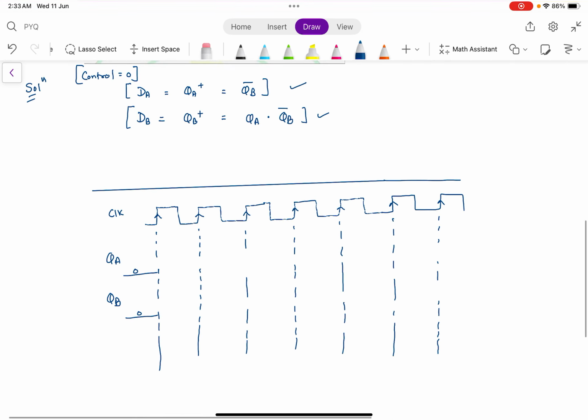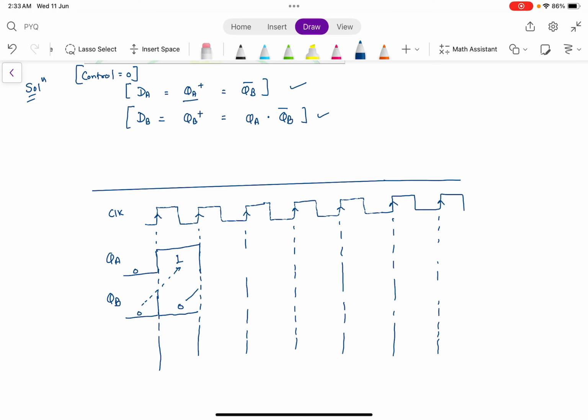Now write the next state of QA. Next state of QA is QB complement, which comes out to be 1. And what is the next state of QB? Next state of QB is QA dot QB complement. QA is 0 and QB complement will be 1. So 1 AND 0 again comes out to be 0.